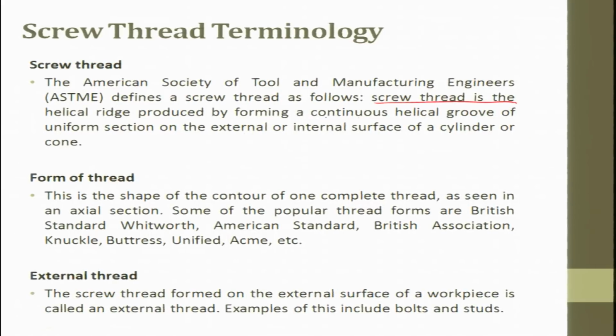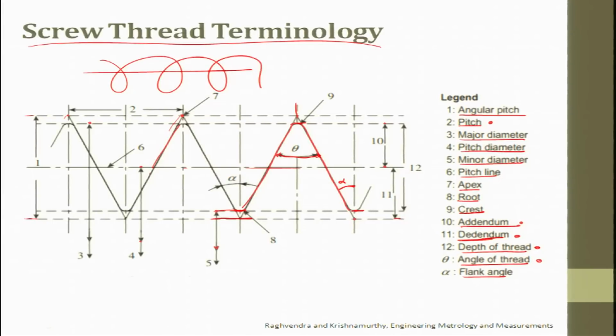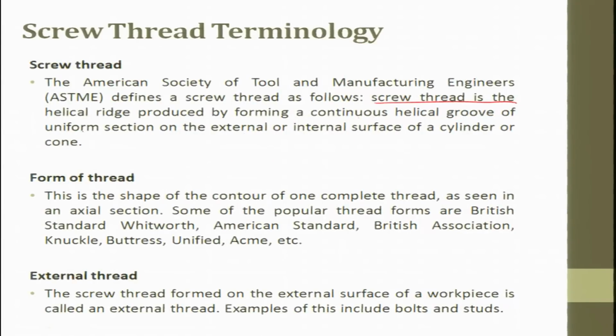Helical ridge produced by forming a continuous helical groove. So, this is a groove, with a depth which is given. A helical groove of uniform cross section on the external and internal surface. When you talk about a bolt, it is external. When you talk about a nut, it is internal. Screws will have external, okay, a nut is internal. Surface of a cylinder or a cone, that is the screw thread.